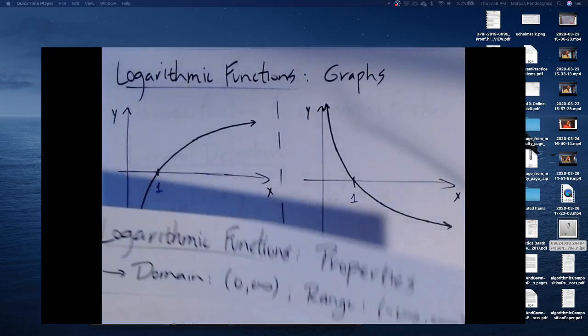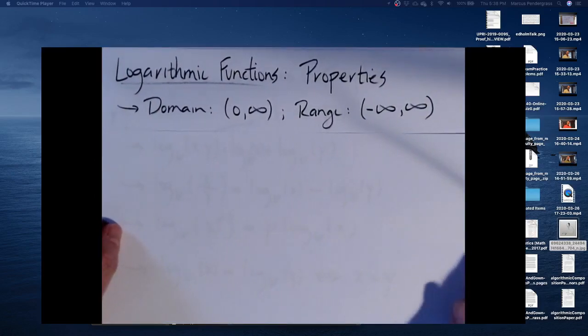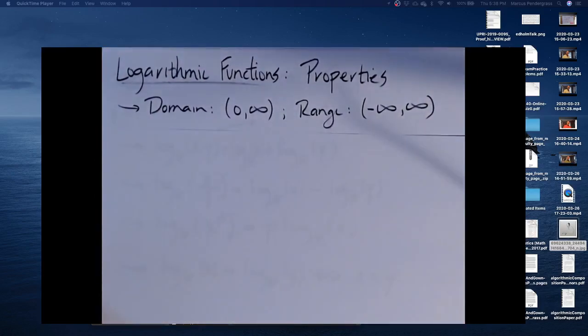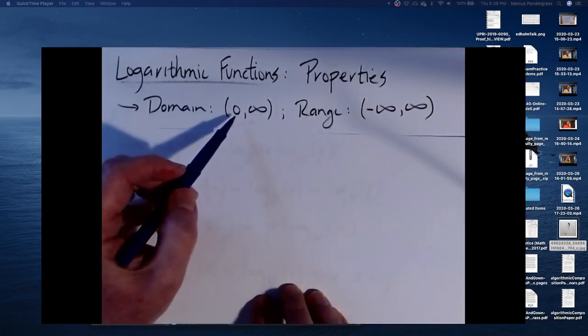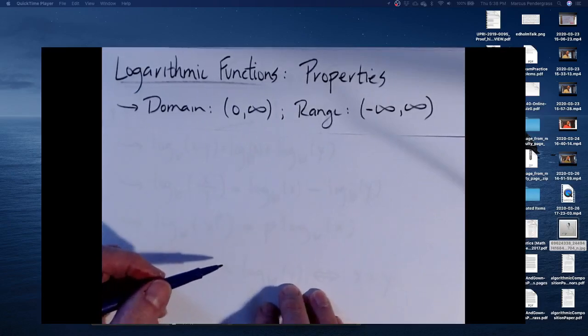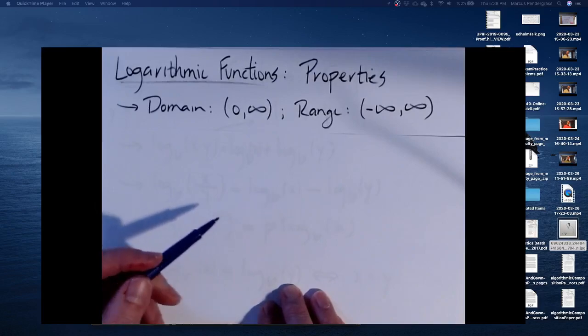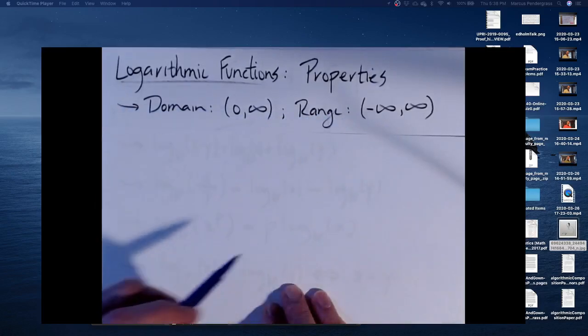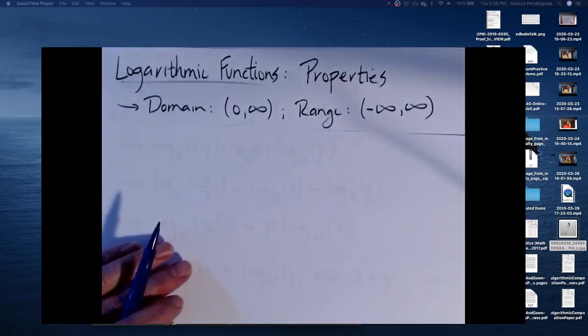Next, let's look at basic properties of logarithmic functions. The situation here kind of reverses from the exponential functions. Now, the domain of a log function is from 0 to infinity. So you can't take the logarithm of a negative number. That's one consequence of this. And the range of a logarithmic function is from minus infinity to infinity.